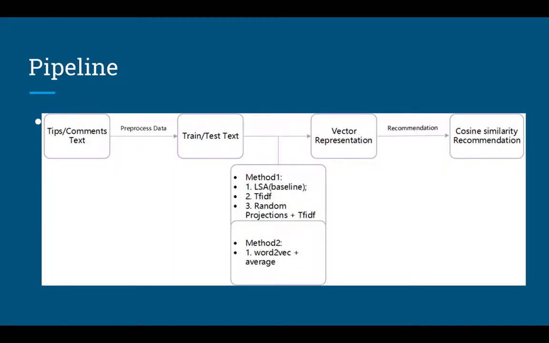And this is our pipeline for task 1. First, we process the tips and comments text, and generate the text for train and test. And then we use our methods to get the vector representation. The methods we'll talk about in detail next. And then, based on the similarity of the vector representations, we do the recommendation. And Yichou will talk about the evaluation part and our first methods to do this task.